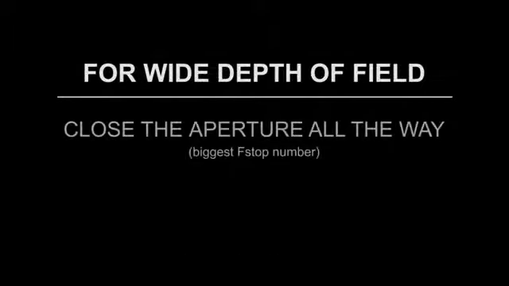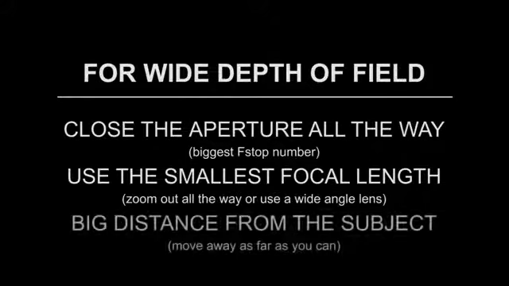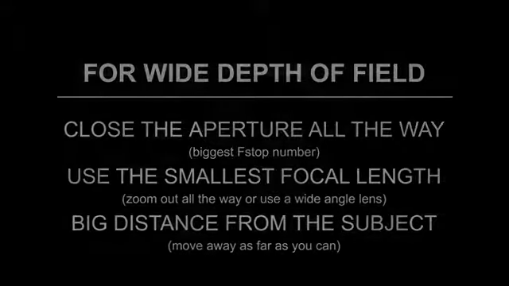Now, if you want to get a wide depth of field, then you should have the aperture closed as much as you can. You should also use a small focal length lens and zoom out as much as you can. Or if you're using prime lenses, then you use the widest available lens that you have, like a 16 millimeter or 24 millimeter, which are nice wide-angle lenses. You should also be as far away from the subject as possible. It doesn't mean that you have to do all three of these things to get the kind of look that you want. Sometimes just doing one or two of these changes is enough.